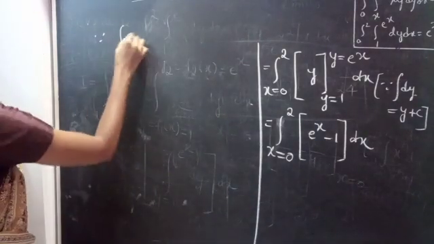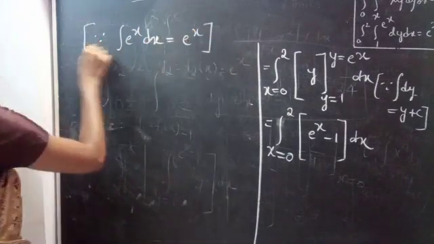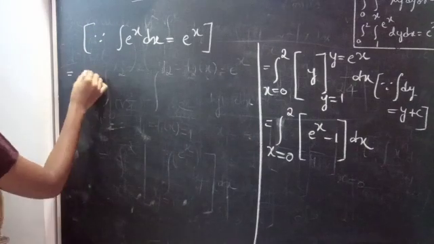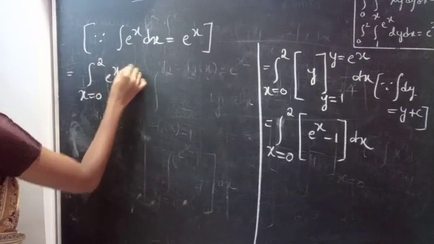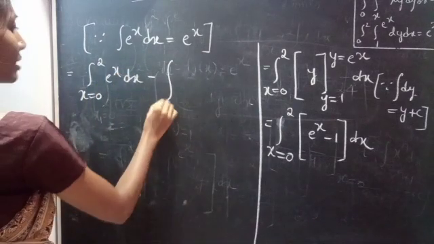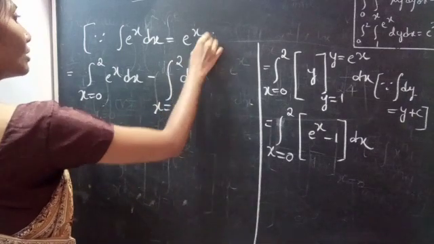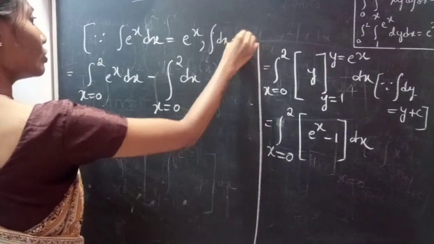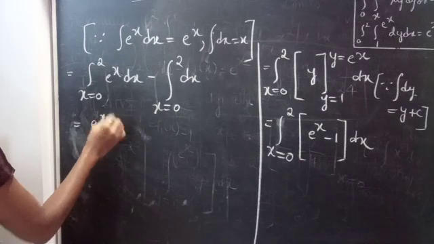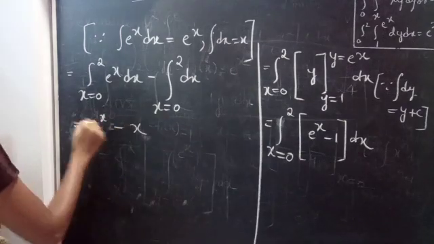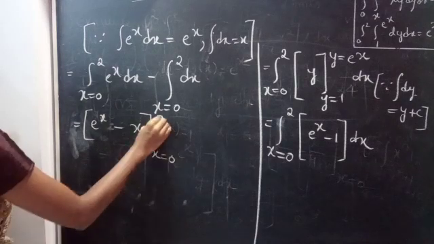Since integral e power x dx is equal to e power x, this is equal to integral x equals 0 to 2 e power x dx minus integral x equals 0 to 2 dx. Also you have integral dx is equal to x. So this is equal to e power x minus x, under the limits x equals 0 to 2.